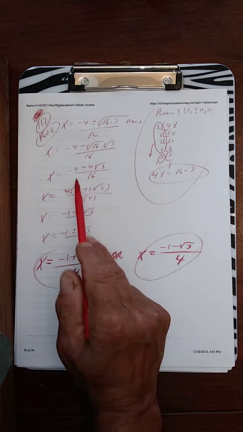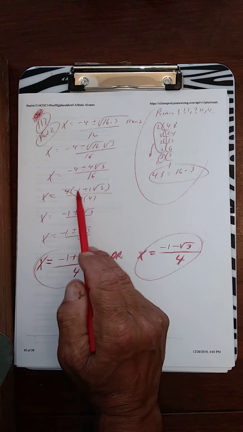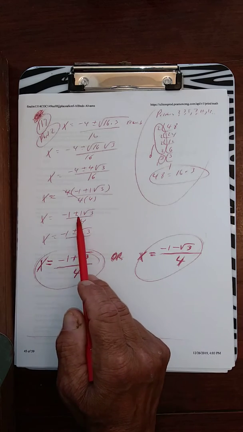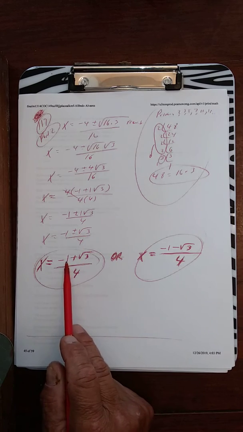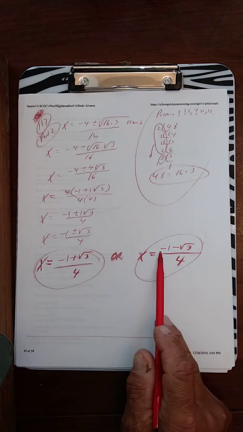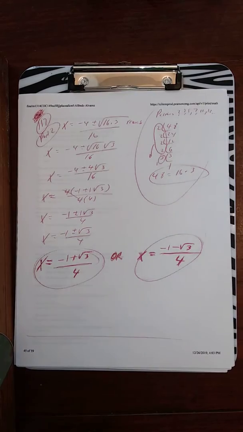So now we take out 4. 4 times that, 4 times that. These cancel out, so you have negative 1 plus or minus 1 square root of 3 over 4, or negative 1 plus the square root of 3 over 4, negative 1 minus the square root of 3 over 4.